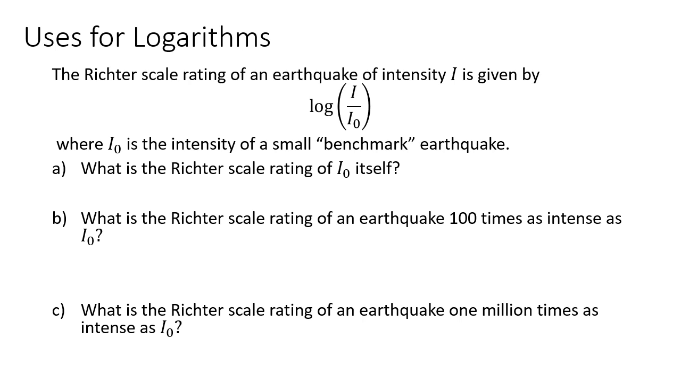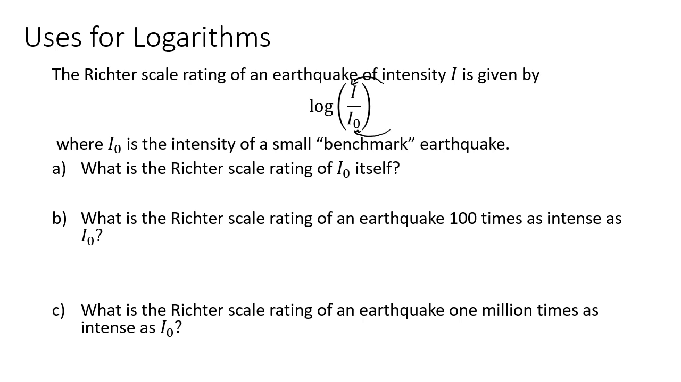The Richter scale's definition is the log, common log, base 10, of I, which is the intensity of the earthquake that you're measuring, divided by I0, which is a small benchmark or standard for the base power of an earthquake. I0 is just a fixed number. I think it was originally defined as the smallest earthquake that would show up on the Richter scale, although our instruments have gotten a lot more advanced since the scale was first created, so that might no longer be the case. That said, I0 is a constant, a very small benchmark earthquake.